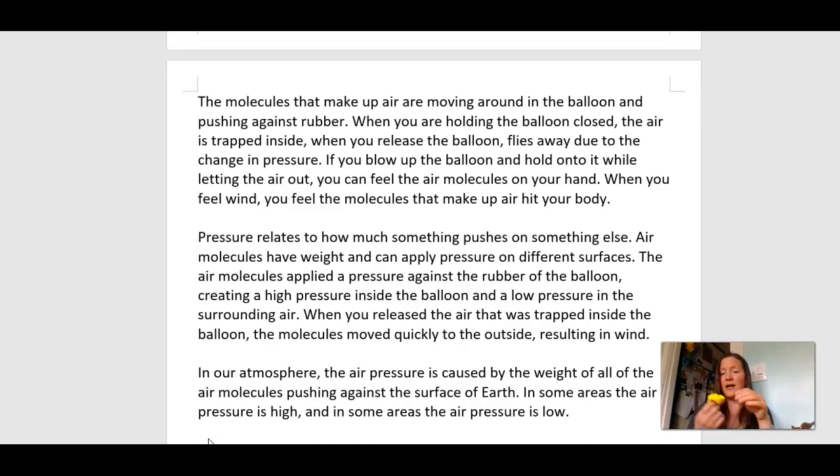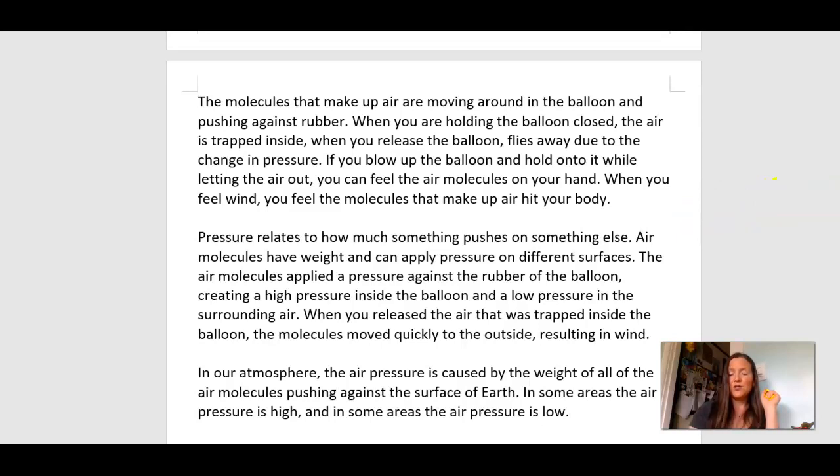The hole in the balloon allowed the air to escape from the higher pressure area to the lower pressure area, and I could feel those molecules. How does that relate to wind and our atmosphere? In our atmosphere, the air pressure is caused by the weight of all the air molecules pushing against the surface of the Earth. In some areas we have high pressure, and in some areas we have low pressure.